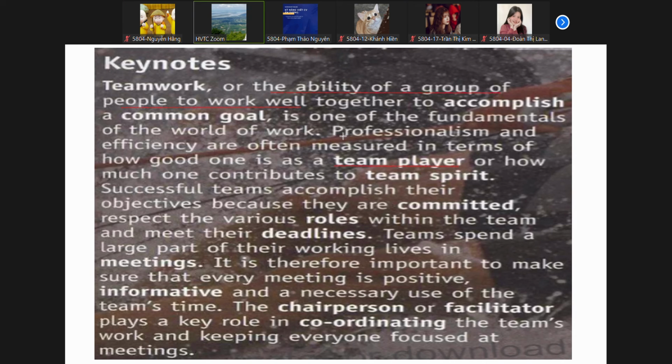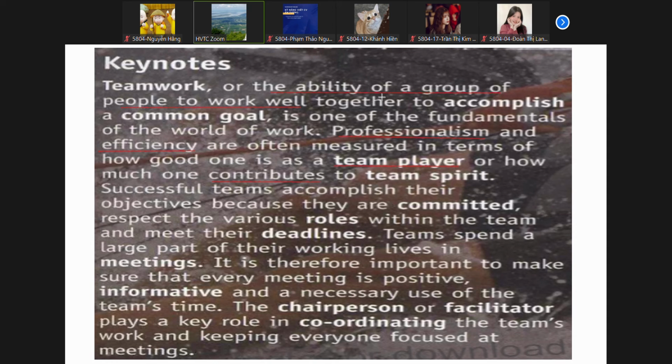Okay, thank you, Thảo Nguyên. If we look at the second sentence, we can see that the factors of a good team player consist of professionalism and also efficiency. But Thảo Nguyên, please remember that how much one is as a team player or how much one contributes to team spirit matters. So we have to add one more factor, that is the contribution of a team player. So in order to answer the question, what are the factors of a good team player, there are three things: professionalism, efficiency, and the contribution to team spirit. So remember the three factors of a good team player.